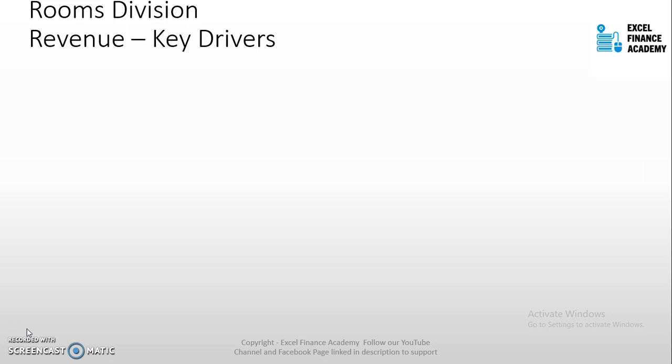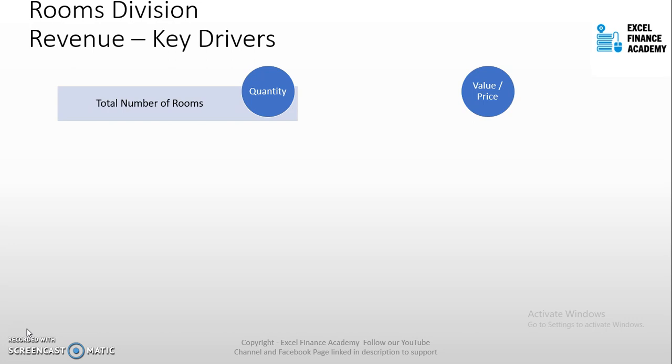As with any other business, there are two key drivers: quantity and value, which is the price. In this video, we're going to be learning about the quantity. The next video will be about the value. So, let's start. The first term we need to understand is the total number of rooms.